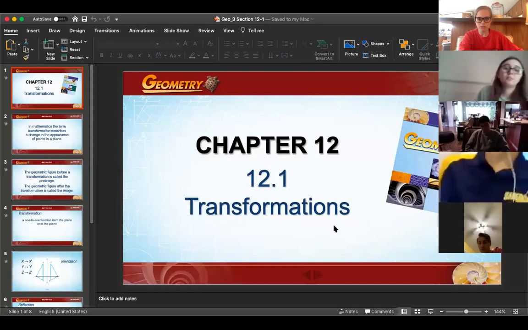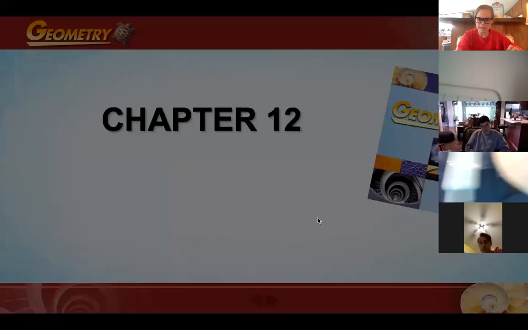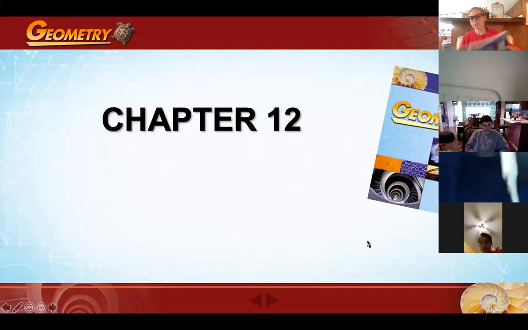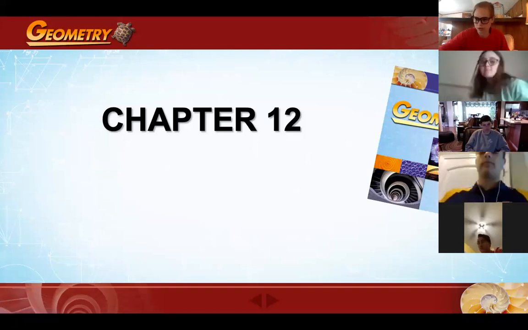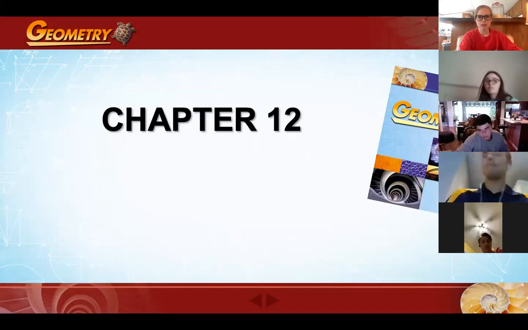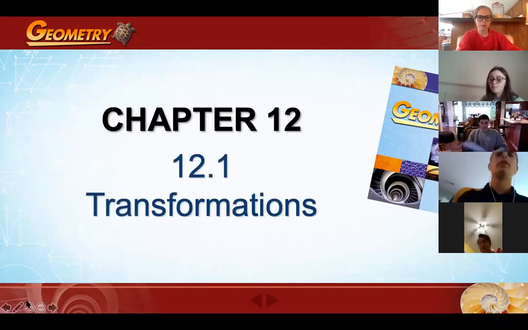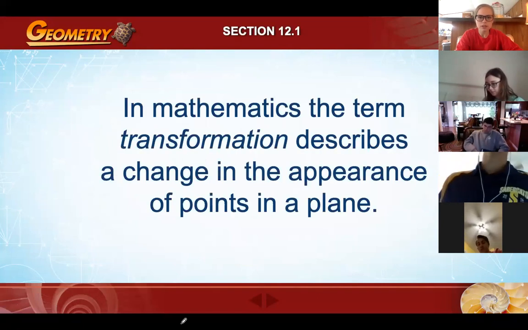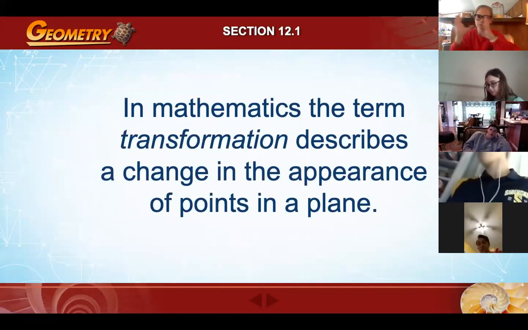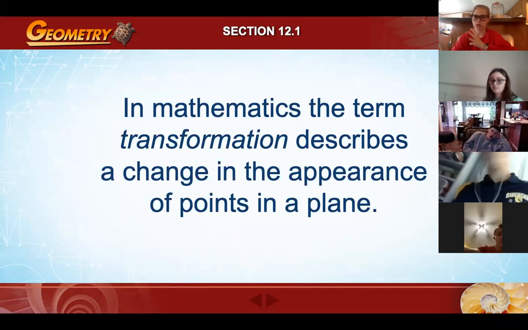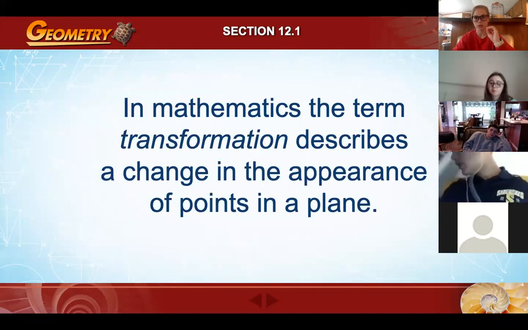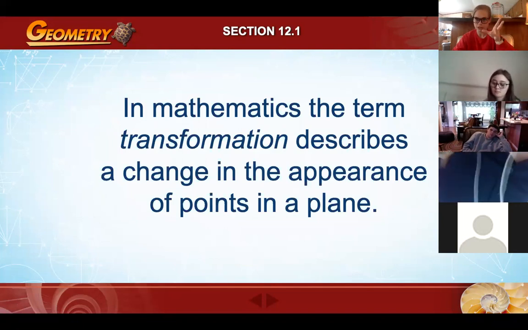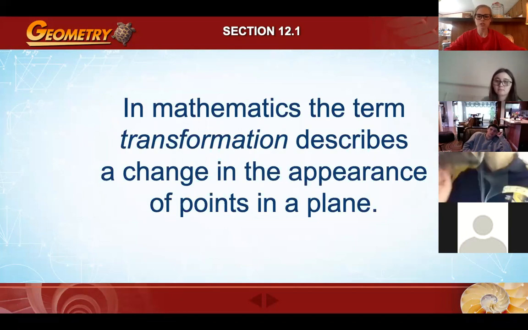Here we go. We are dealing with transformations. These are in your book, so you don't have to write notes. Just follow along. What is a transformation? By definition, changing from one place to another place, changing in appearance. So we have different types of transformations we're going to talk about: rotation, reflection, all those types of things. So that's what a transformation is.